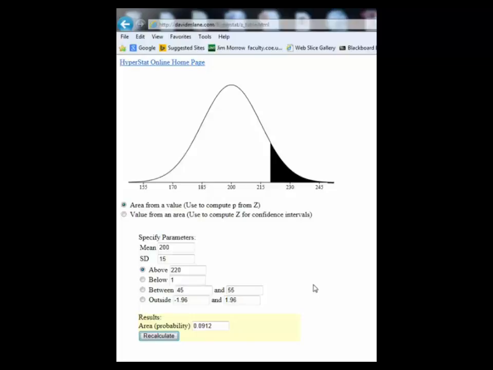It's your turn now to play around with this simulation and learn how to manipulate t-scores, z-scores, and percentiles.